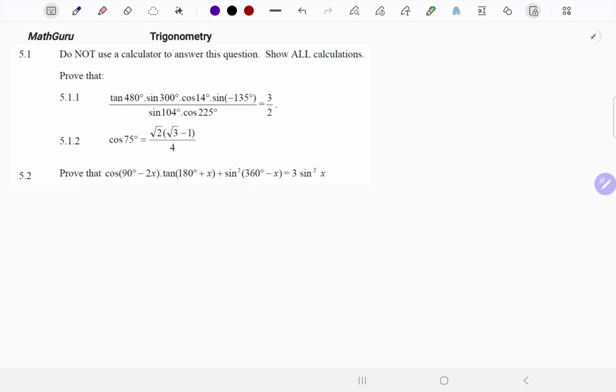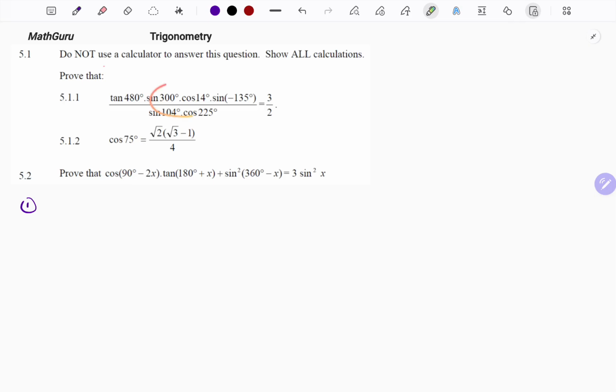In this video, I'm going to show you how to solve the following three questions without the use of a calculator. We have 5.1. Do not use a calculator to answer this question. Show all calculations. We have to prove that tan 480 degrees multiplying sine 300 degrees multiplying cos 14 degrees multiplying sine of negative angle 135 degrees all divided by sine of 104 degrees times cos of 225 degrees is equal to root 3 over 2.